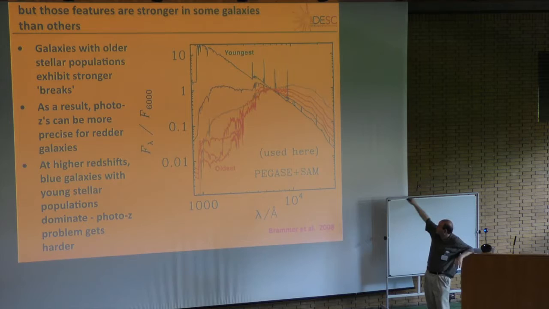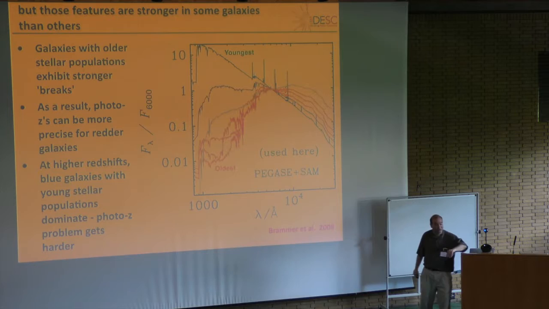If you look at the oldest populations, you see a lack of those emission lines, and you see many more absorption features in the optical coming from cooler stars. Whereas you see those strong breaks in the oldest populations, the youngest are very nearly a power law. So those spectral features are weak. It's hard to get photo-Zs for the bluest galaxies as a result, because you place this power law at different redshifts and convolve it with your filters, and you actually get the same colors. So that's a challenge.